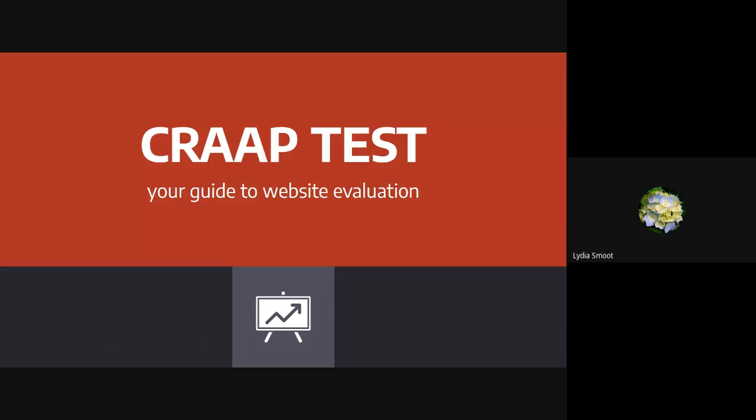So talking about the CRAAP test, one big question that people have when they're doing research and compiling their own sources is, how do I know if this is a good source or not? The CRAAP test is a great way to vet whatever you're looking for, be it a periodical or an article from an academic journal or a website or a video, and it can be very helpful to vet out sources that aren't good for us or could result in not a really great presentation.